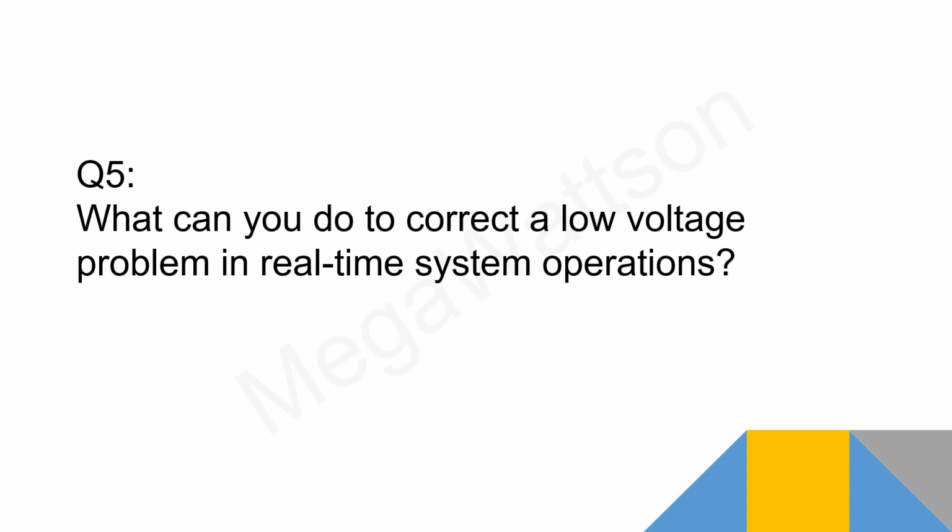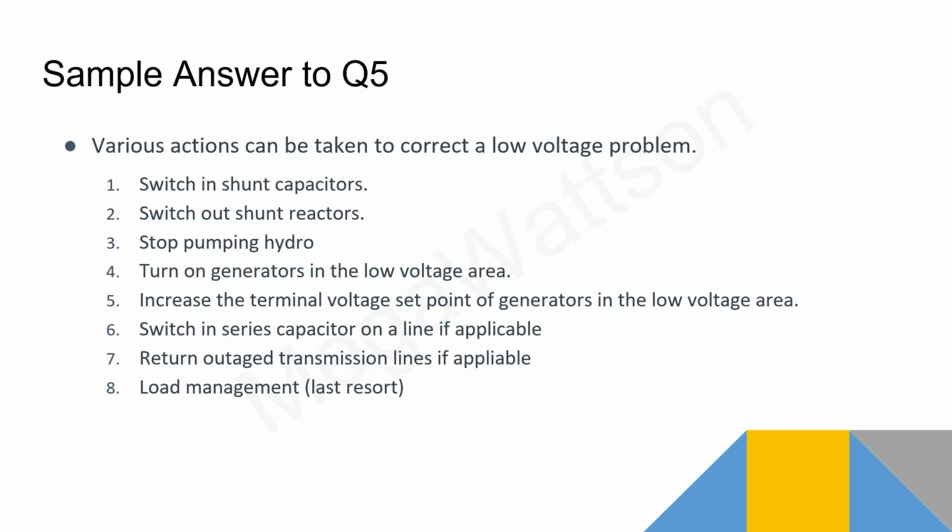Question number 5. What can you do to correct a low voltage problem in real-time system operations? There are various actions that you can take to correct a low voltage problem. You can switch in any shunt capacitors that have not been switched in, or you can switch out any shunt reactors if they are already in service. You can also stop pumping. You can also turn on a generator in a low voltage area. Typically, a generator will help the voltage profile. You can also choose to increase the terminal voltage set point of generators in the low voltage area. Or you can switch in series capacitors on the line. If possible, you can also return an outaged transmission line. Finally, and this is usually used as the last resort, you can do some load management, for example, shed firm load.